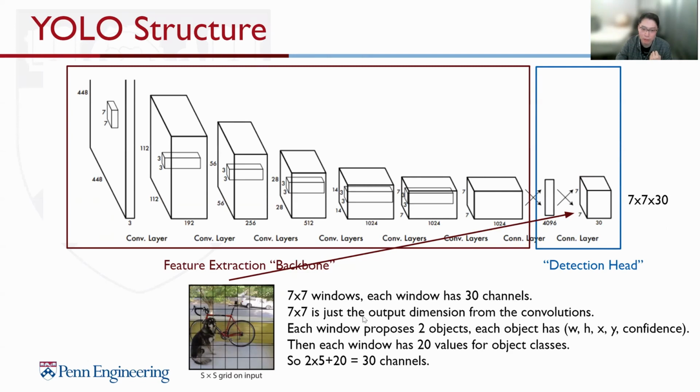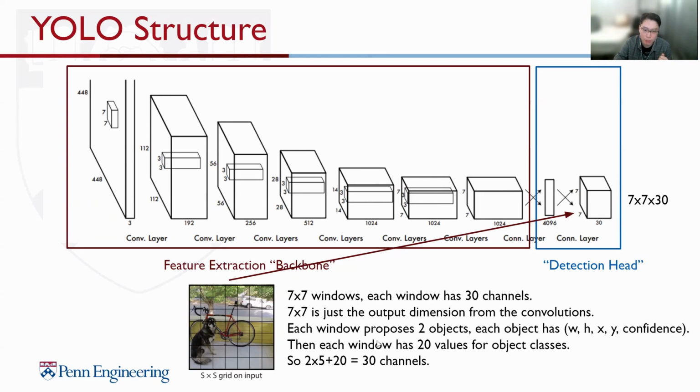So 7 by 7 is just the output dimension of the convolution. It's just set up so that from the input data, after all those convolutions, you end up with 7 by 7. Of course, you can do any grid dimension you want. You can do 10 by 10. It depends on how you set up your convolutional part.